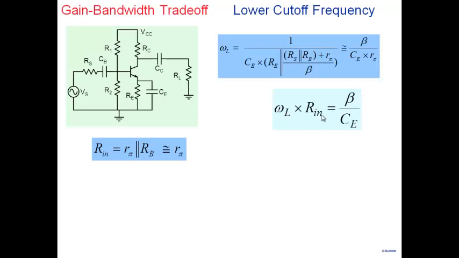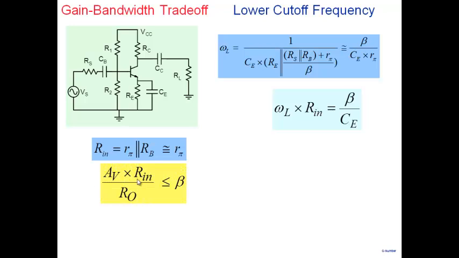between lower cutoff frequency and input resistance? If you want a lower value of lower cutoff frequency, what will you get? A higher value of input resistance. So that's fine, right? Both these quantities you want. You want a higher input resistance and you want a lower value of omega L. So there's no trade-off between omega L and Rn. You can get a lower value here and a higher value here, which is good.